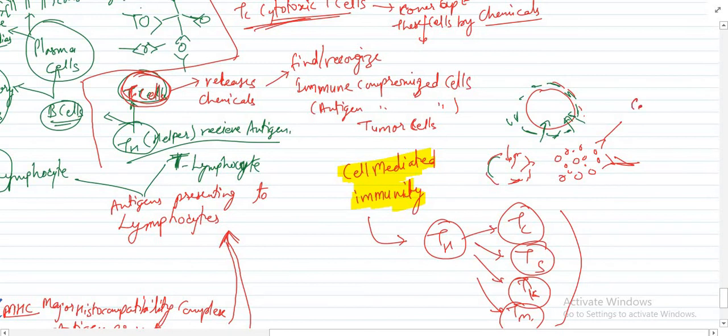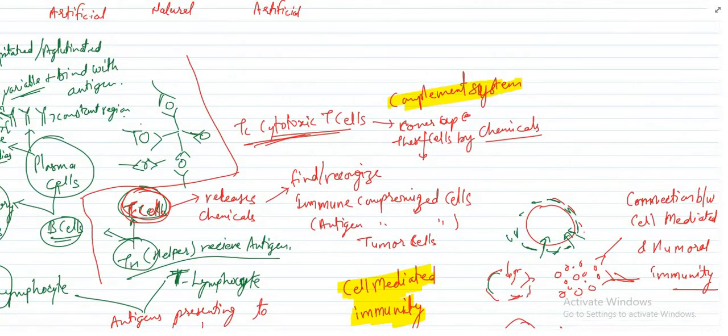So it means there is a connection between cell mediated and humoral immunity. It is a very simple process. You can understand it easily, I hope. Here you have seen that there are lots of processes.